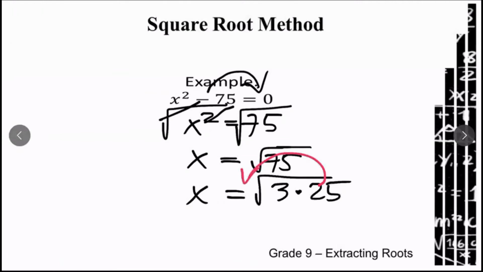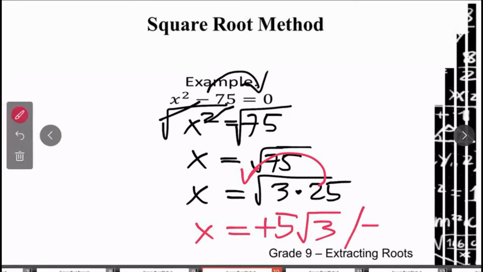So let us simplify it. It will become x is equivalent to, moving 25 to the other side, it will become 5. Then since 3 is not a perfect square, it will remain as 3 inside our radical sign. But always remember, if we apply square root, we will be having two answers, one positive and one negative.